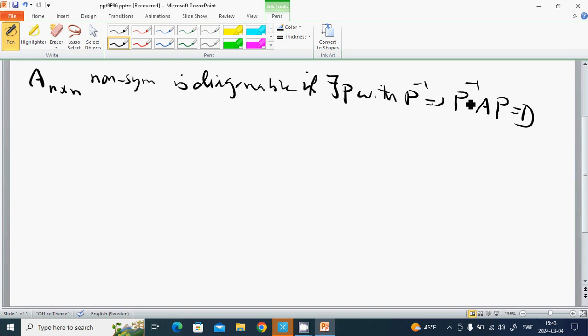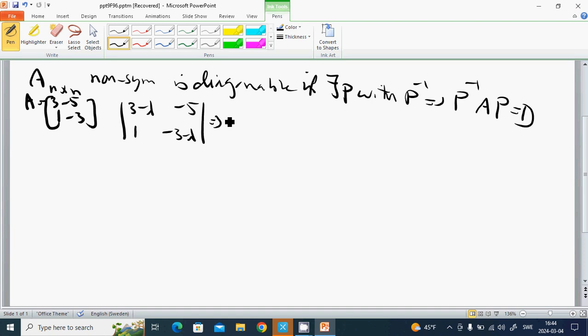Okay, I am going to find an example. An example is here. A equals 3, minus 5, 1, minus 3. And we are going to find the determinant of 3 minus lambda, minus 5, 1, minus 3 minus lambda, and it is equal to 0, then lambda 1 equals 2 and lambda 2 equals minus 2.